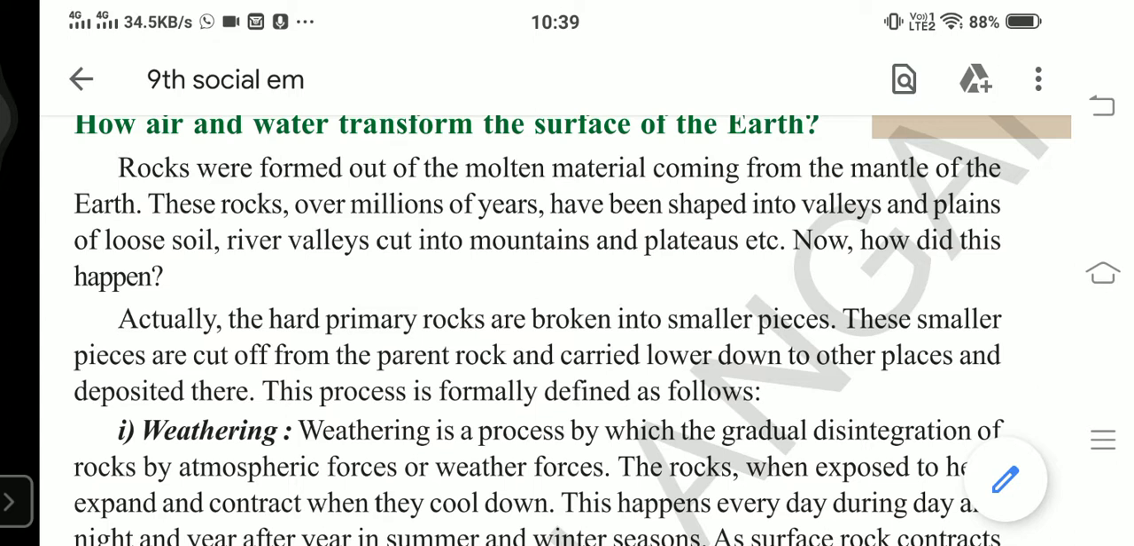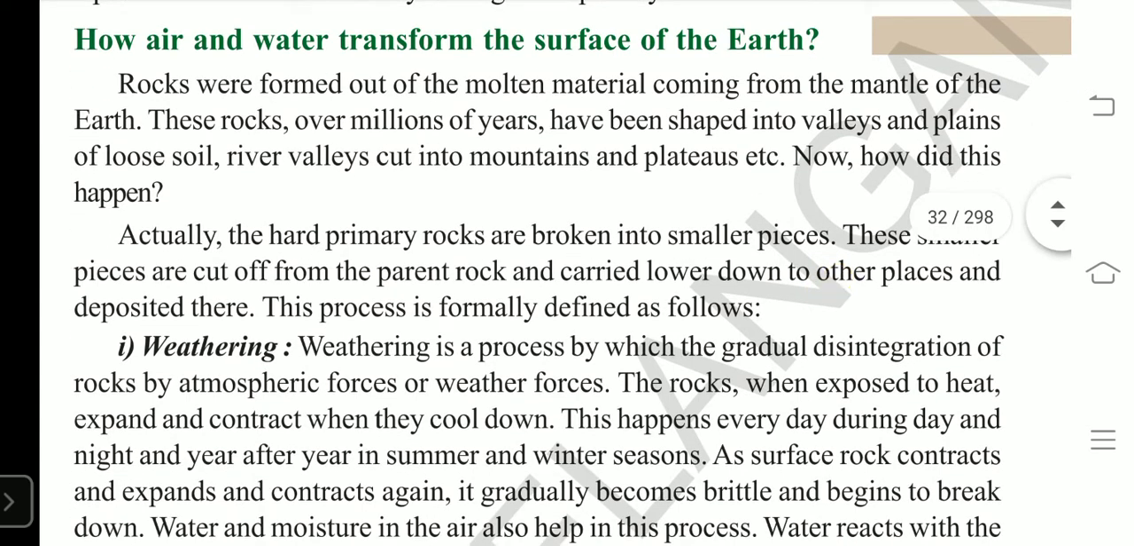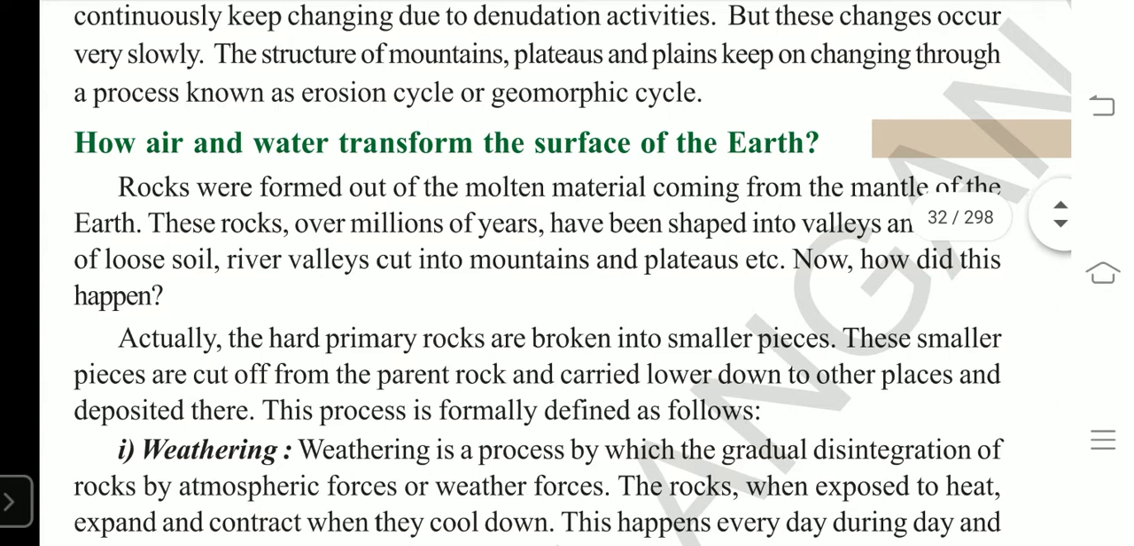So these extrusive landforms, like rocks which originated once upon a time from the mantle, are exposed continuously over millions of years to the sunlight, to flowing water, to the rains, and to the blowing wind. Understand? So when these rocks are exposed over millions of years, they are shaped into valleys and plains of loose soil, and river valleys cut into mountains and plateaus. So how does it happen?